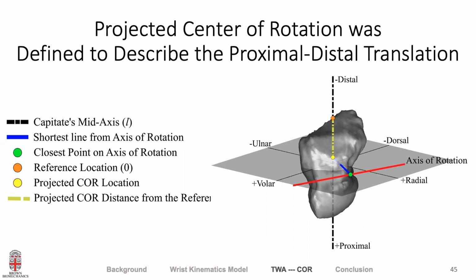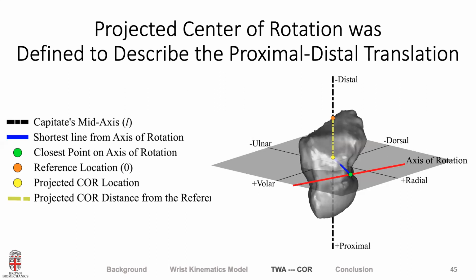So the 3D movement of an axis of rotation has 3 spatial parameters, and we want to see how it moves as the wrist moves. So basically, we needed a 4-dimensional plot. To make this easier to interpret, we defined a projected center of rotation parameter, which describes the center of rotation movement in only 1 dimension. The axis of rotation here on the figure, as you see on the right, is the red line somewhere in the space. And we chose the mid-axis of the capitate as our reference line to describe the up and down shift of the center of rotation.